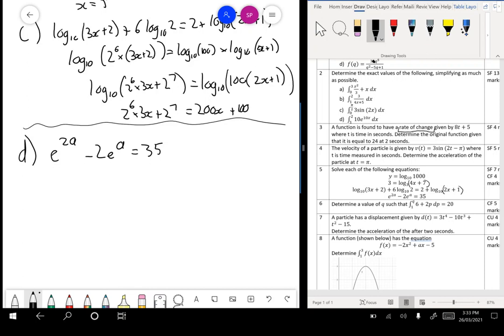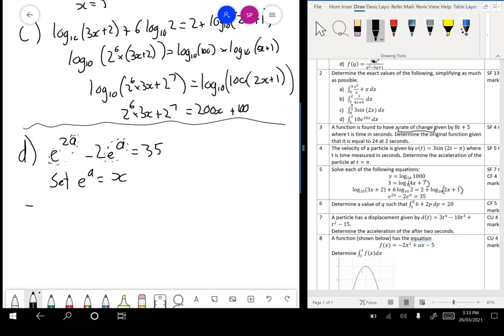The e to the a over here, that one, just the 2 itself isn't an issue, and then the e to the a here. So what I'm going to do is I'm just going to say set e to the a equal to x. So I'm just going to choose a variable and replace e to the a with it.